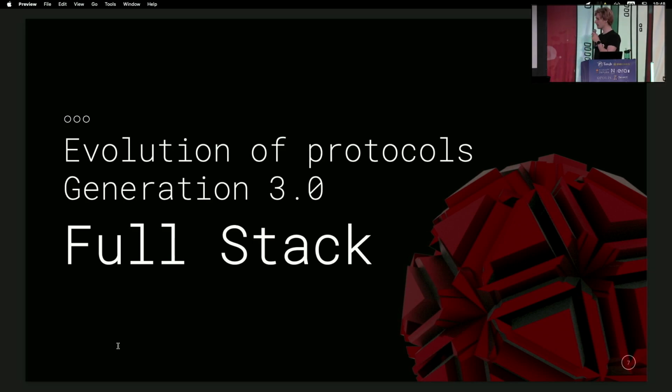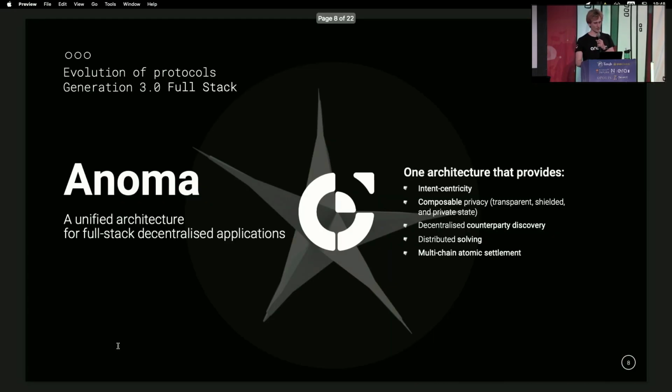Yeah, and so now I'd like to take the last couple of minutes to go over the evolution of protocols towards generation 3 architectures that allow you to build full stack decentralized applications. And I mean, we've called the architecture Anoma a unified architecture for full stack decentralized applications. I have to say this is not to say that Anoma is the only thing that can possibly exist.